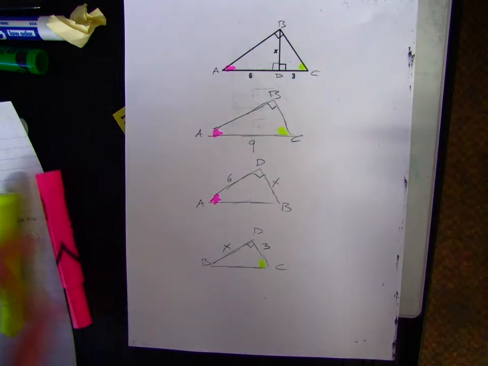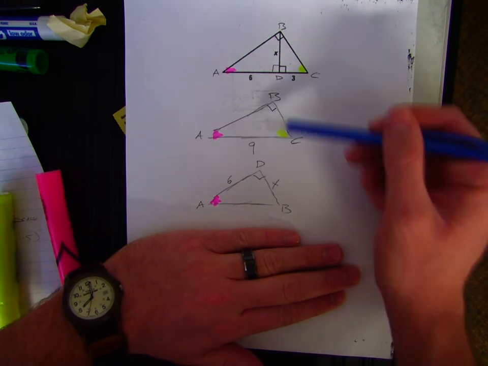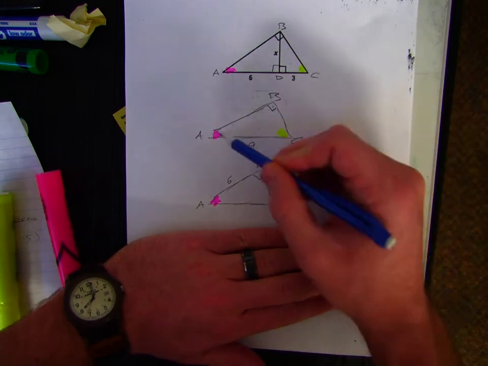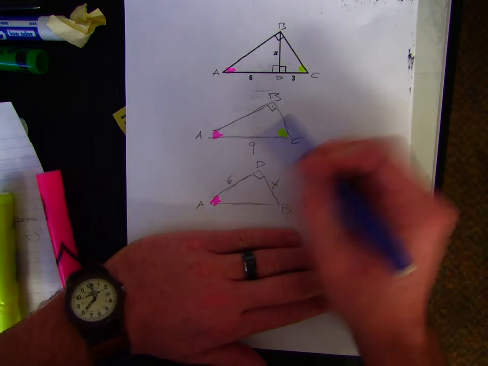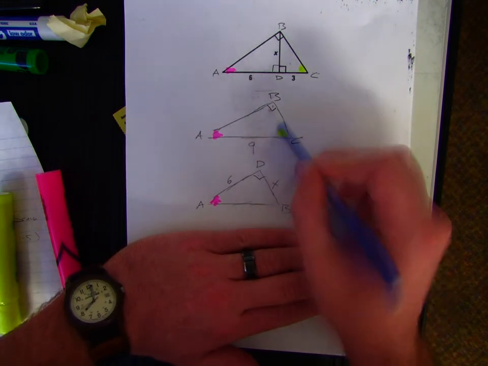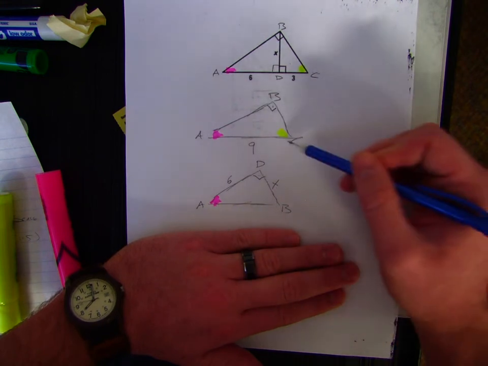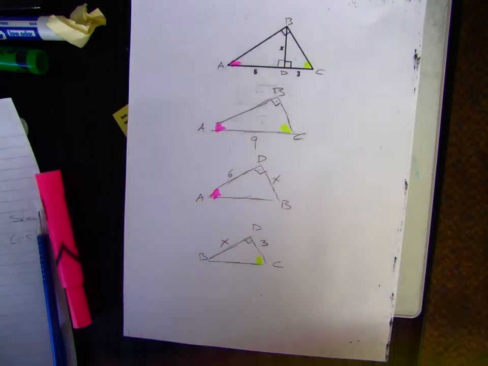Now, think about what we know. If we look at just our first 2 triangles, they both have a right angle and they both have angle A. Well, that means they're similar by angle-angle similarity. Therefore, if A is congruent to A and B is congruent to D, then C has to be congruent to B because they're similar.